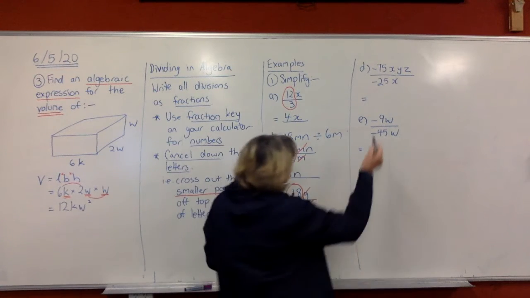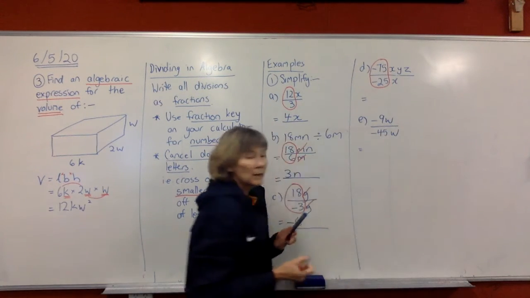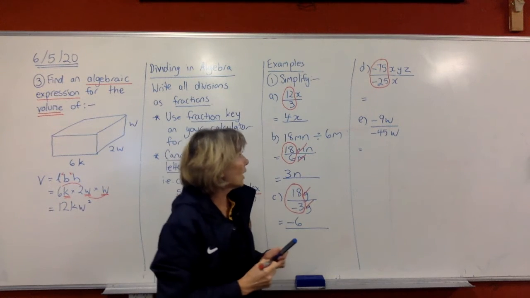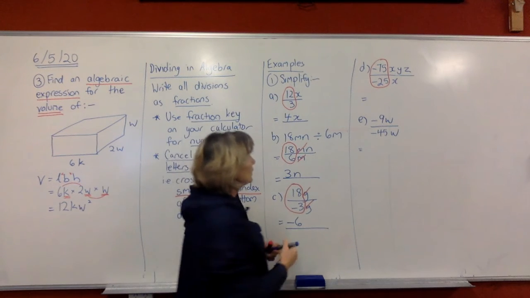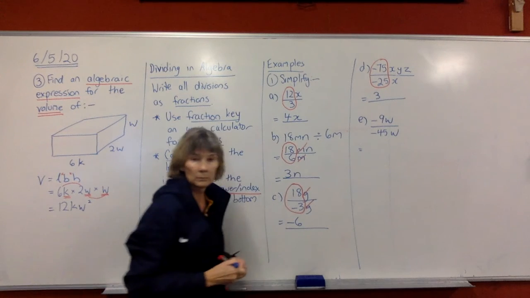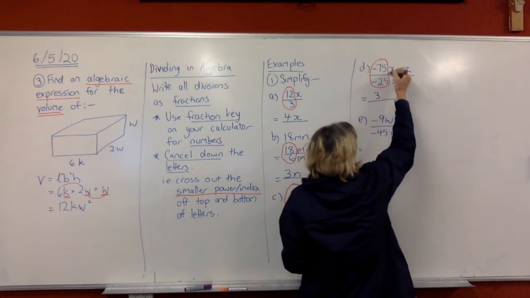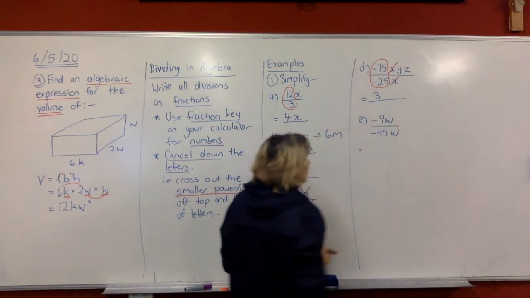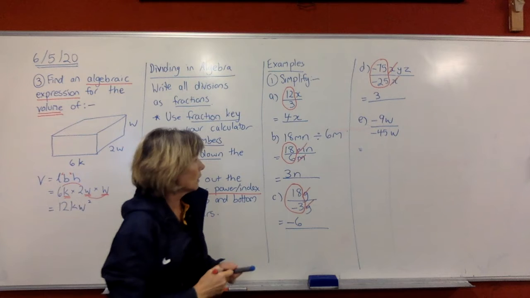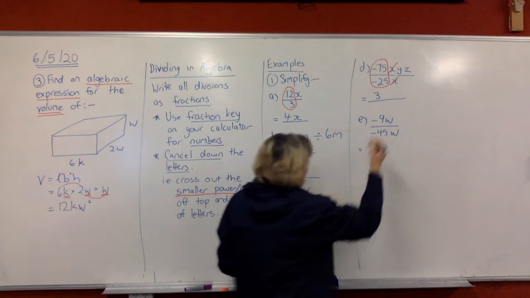In the next one, put that in your fraction key. Minus 75 over minus 25 will give you 3. Underline it. We've got X's here that need to be crossed off. Cross one off the top and one off the bottom, and all the X's are gone. We're left with Y and Z, and they're both on the top.